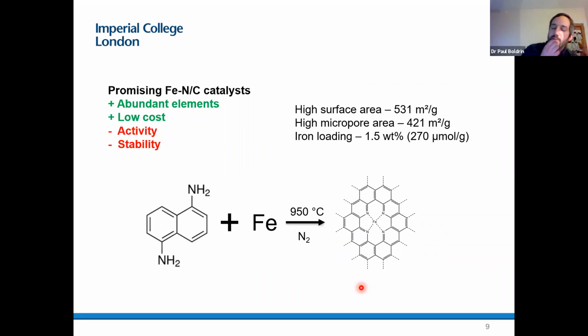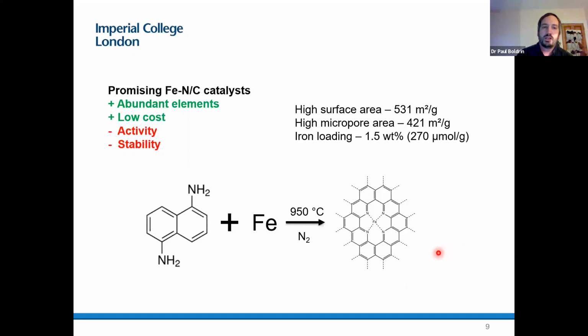So one of the things that people have been trying to do is find ways to replace the platinum. The main part of the fuel cell that the platinum's used in is the air electrode, the cathode. And as I mentioned before, splitting the oxygen bond is actually quite hard, especially in these low temperature catalysts. So finding a replacement for platinum is actually quite tricky.